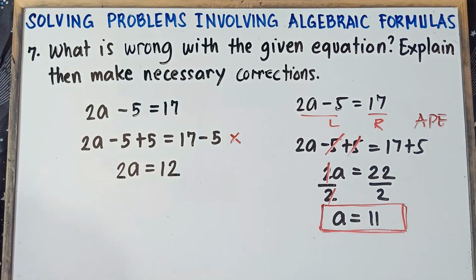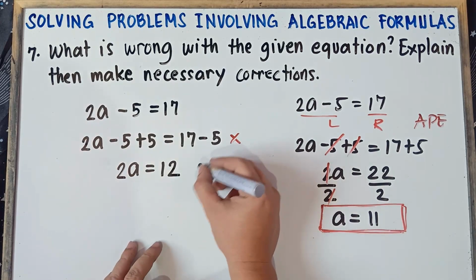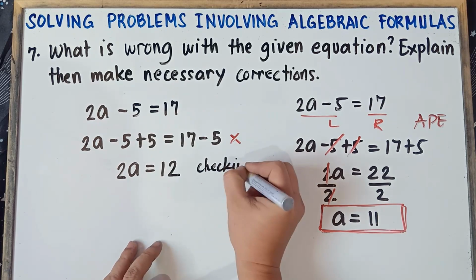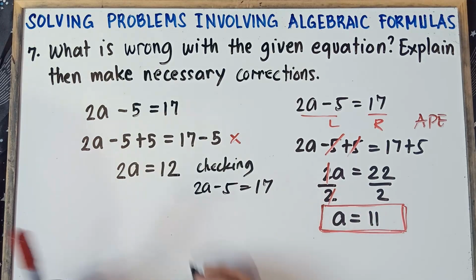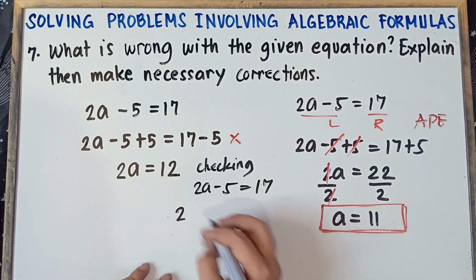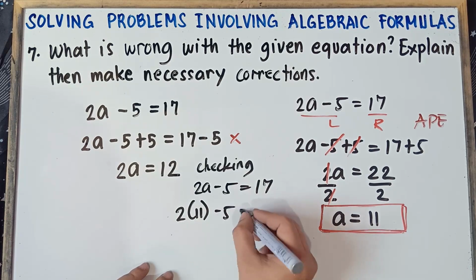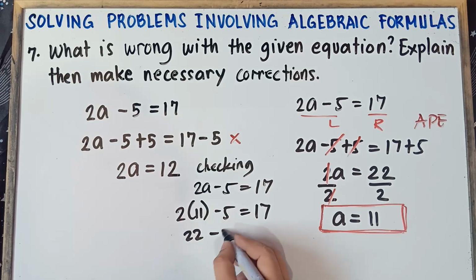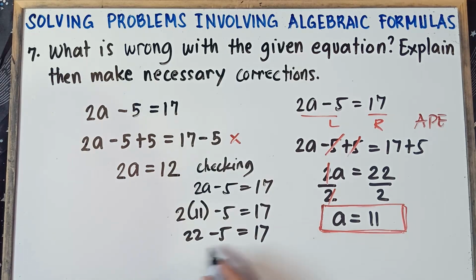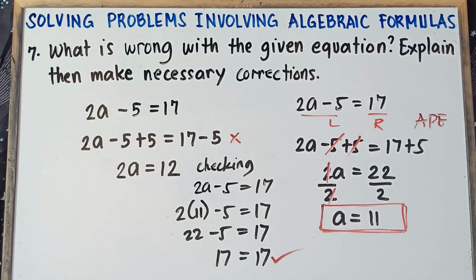So we can check our answer. So let's have our checking. So 2a minus 5 equals 17. So 2 and our a is 11. So 2 times 11 minus 5 equals 17. So 2 times 11, that would be 22 minus 5 equals 17. 22 minus 5, that would be 17 equals 17. Correct. So therefore, a is 11. That's it, class, with regards to example number 7. Let's proceed now to example number 8.